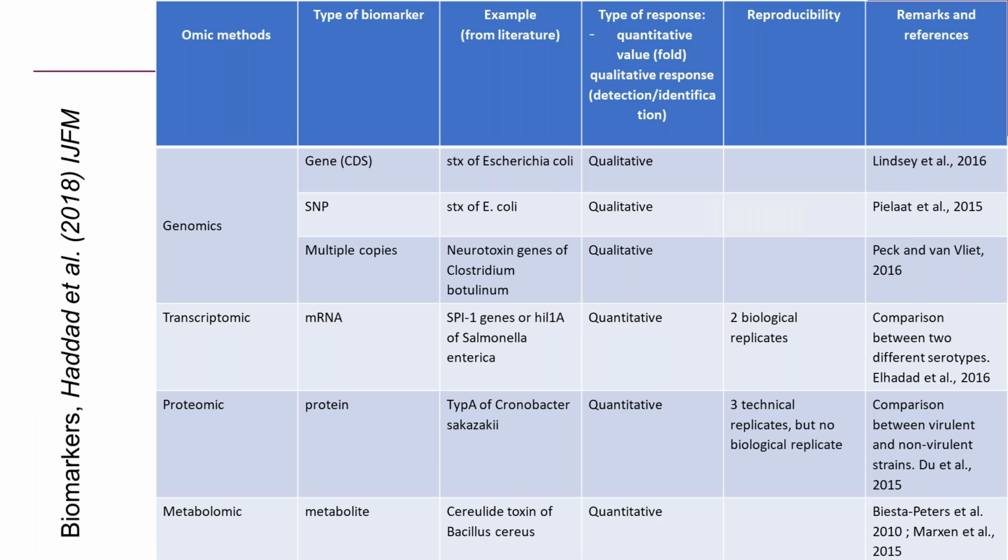As it comes to the biomarkers, the paper that was written gives a nice overview of the kind of omics methods that are out there and that have been applied, the type of biomarker, an example that goes with it, the type of response, something about reproducibility, and of course the correct reference that goes with that. And I think that this review gives a hint about what type of biomarkers and how you can come up with biomarkers that would represent the strains that are important for your dose-response relationship.